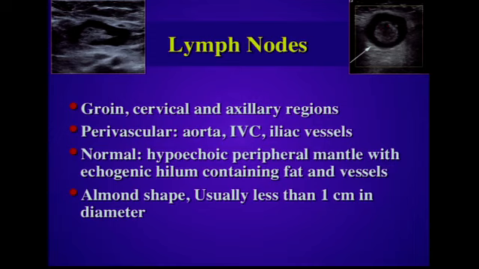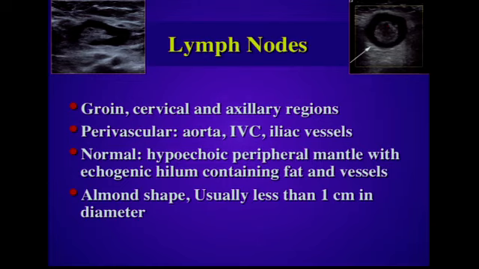Lymph nodes are another common abnormality that we see during our duplex studies. Lymph nodes can occur in the groin, cervical regions, and axillary regions during our studies. We also see lymph nodes in the perivascular areas, such as around the aorta, inferior vena cava, and iliac vessels. It is important to recognize the normal lymph node.